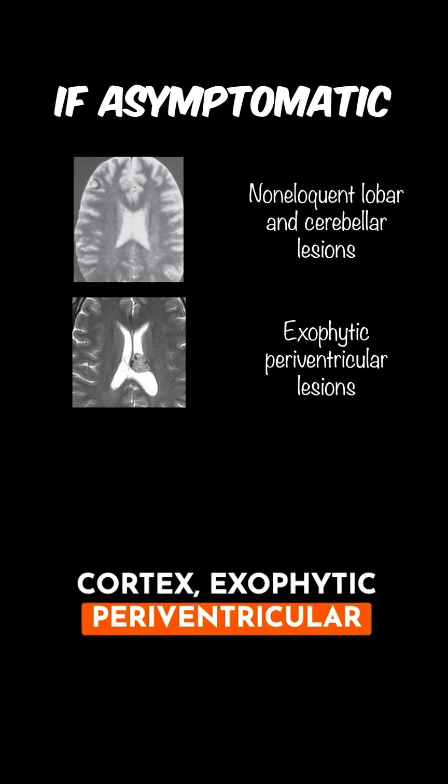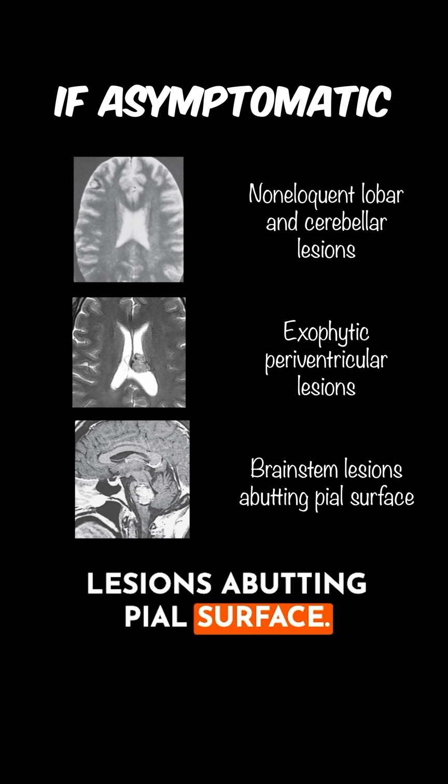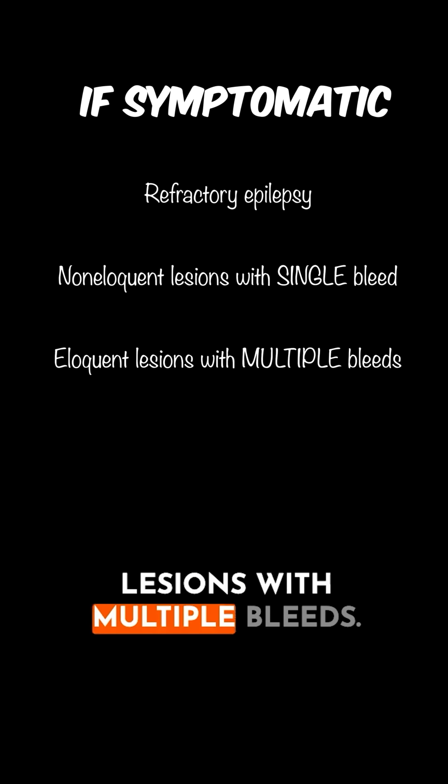For asymptomatic cases, surgery can be considered for lobar and cerebellar lesions in non-eloquent cortex, exophytic periventricular lesions, and brainstem lesions abutting pial surface. For symptomatic cases, surgery is considered for refractory epilepsy, non-eloquent lesions with bleed, and eloquent lesions with multiple bleeds.